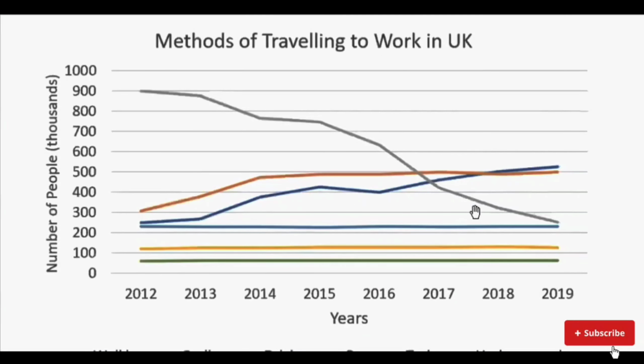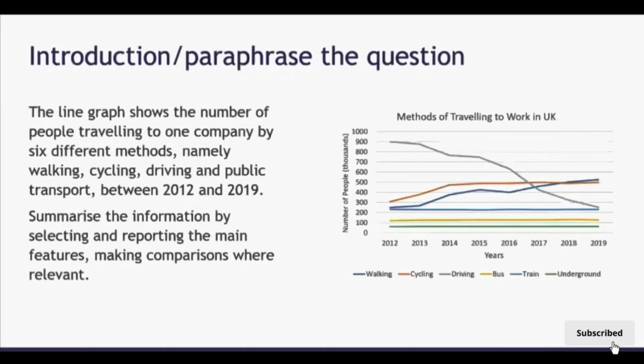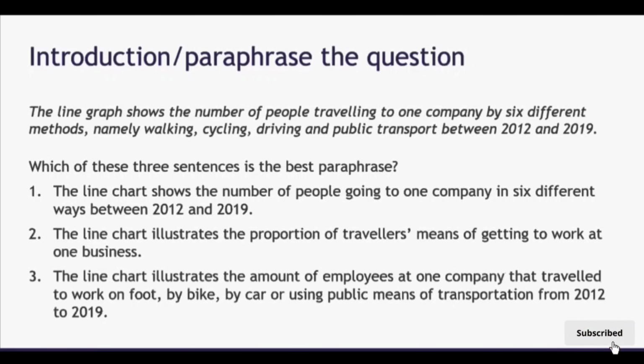The second section at the bottom is the same for all IELTS Academic Task 1 questions. It instructs you to summarize the information by selecting and reporting main features and making comparisons. We only need to paraphrase the first section at the top, specific to the task. We now revisit the question. The line graph shows the number of people traveling to one company by 6 methods between 2012 and 2019. There are 3 possible paraphrases.